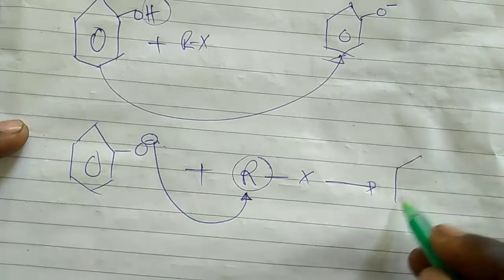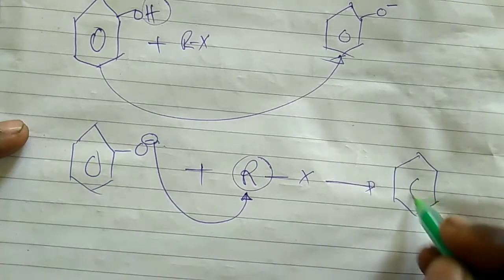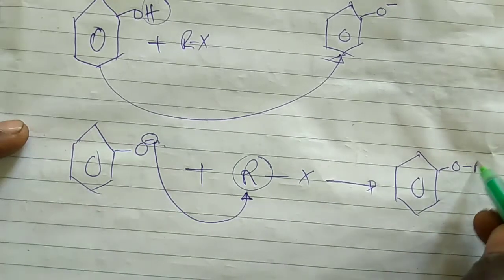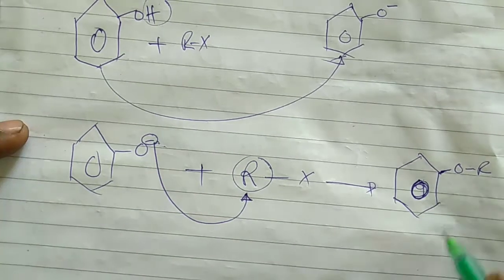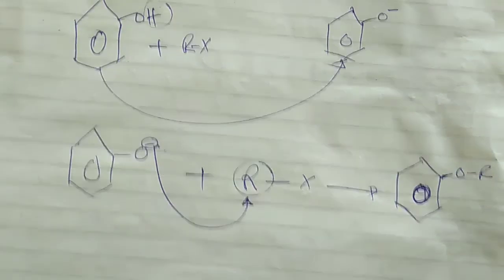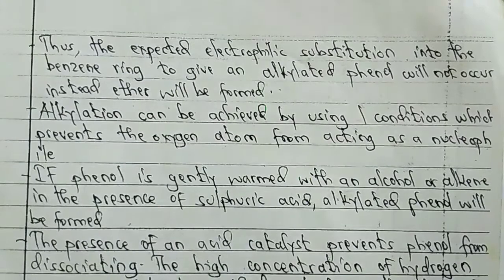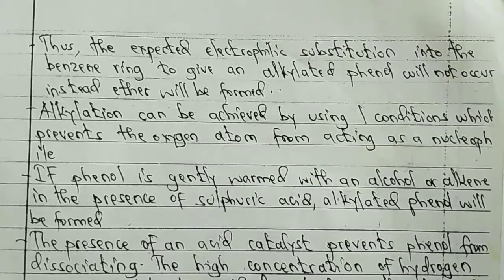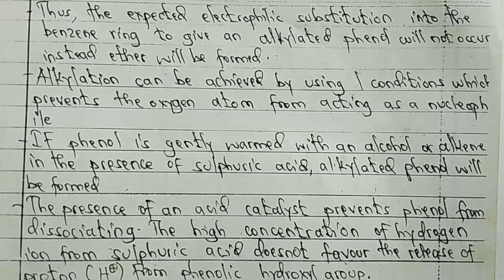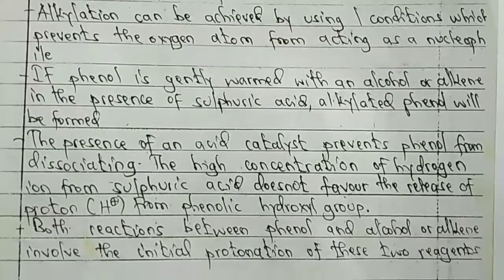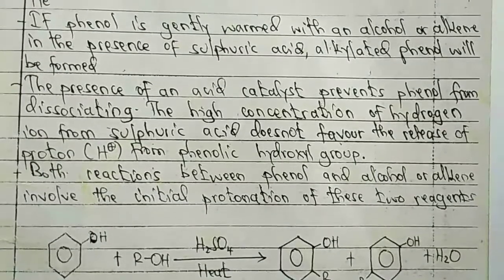So will result into the formation of ether and not substitution on benzene as how it was expected. Kwa hiyo alkylation can be achieved by using conditions which prevent the oxygen atom from acting as nucleophile. Kwa hiyo tunatakiwa to prevent the oxygen atom from acting as the nucleophile.